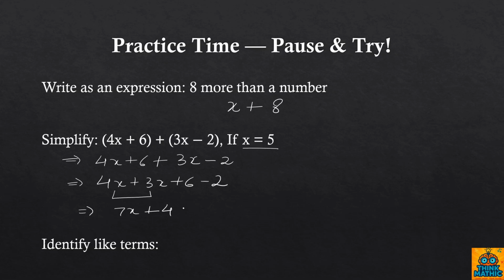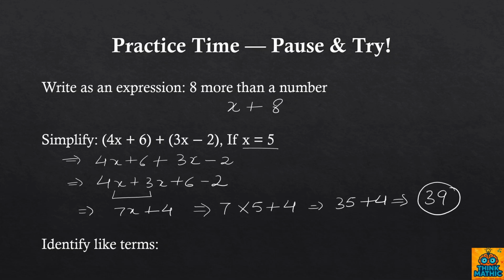plus 4. But as we know, the value of x was already given to us, which was equal to 5. So we will substitute the value of x over here. That means 7 times 5 plus 4. 35 plus 4. The final answer is going to be 39. I hope all of you have done it this way and not put the value of x in at the beginning. Please don't do that. You first need to solve the expression and then put in the value of x.